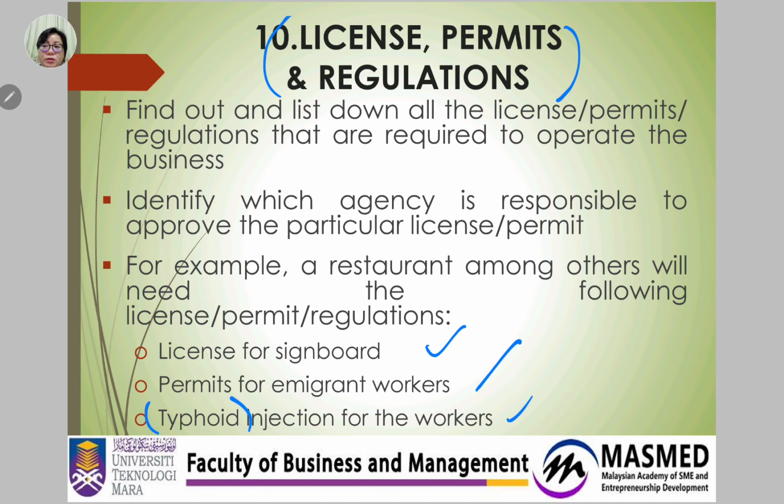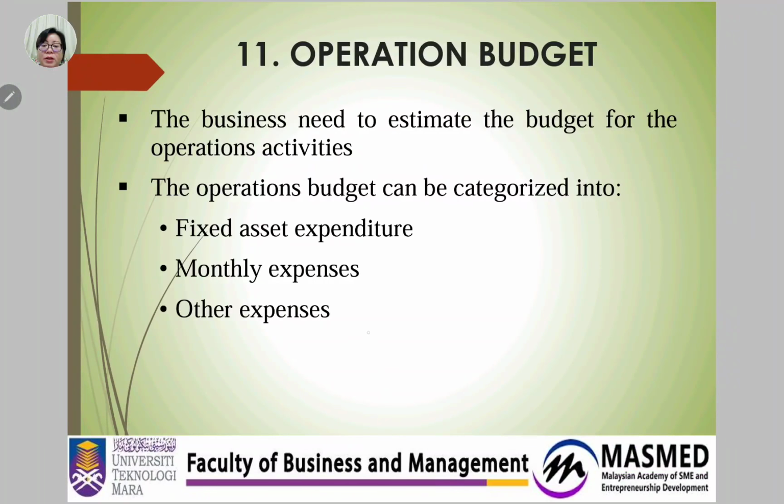So do your search. You have to do your search. To run a restaurant, what are the permits needed? To run a boutique, what are the permits needed? Or what are the necessary vaccinations needed for workers, and so on. Or maybe if you were to hire immigrant workers, what are the permits needed as well? Okay, all right. And lastly will be the budget part.